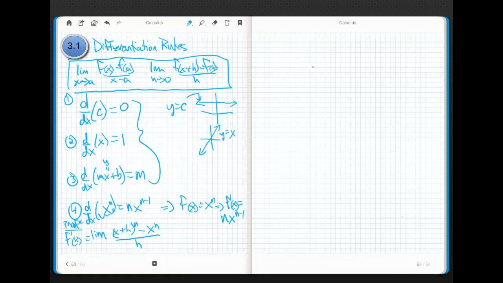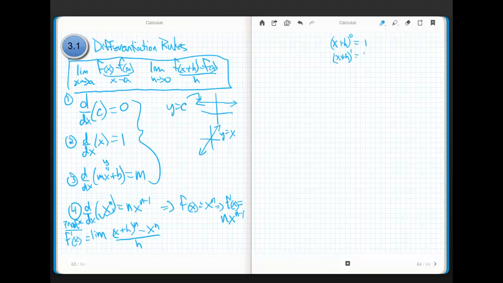Now, I want you to think about something here for just a sec, all right? So we're going to play with Pascal's triangle real quick. Think about this. If I take x plus h and I raise it to the 0, what do I get? I get 1. If I take x plus h, and I raise it to 1, I get, well, let's look.